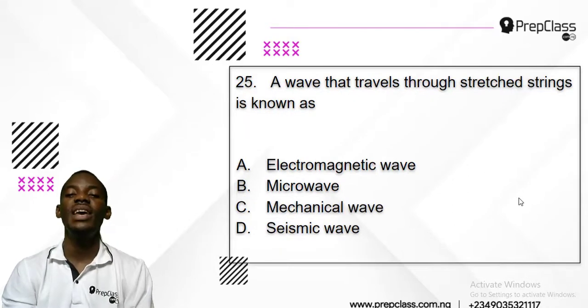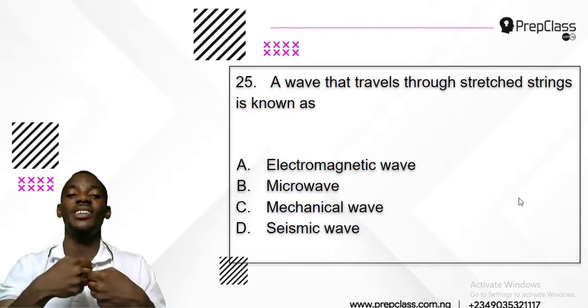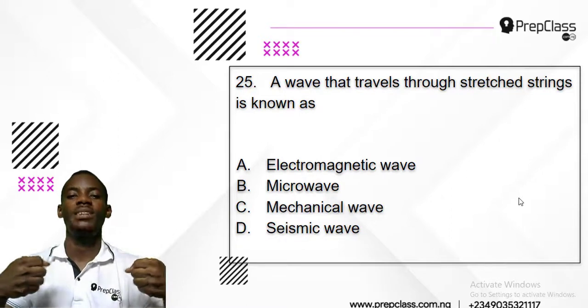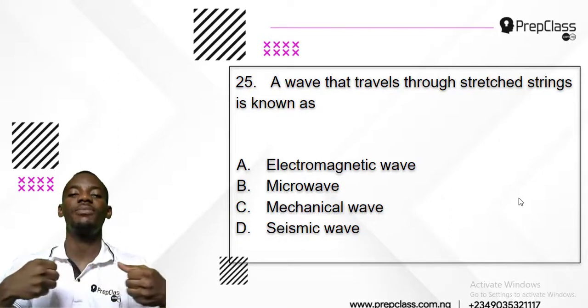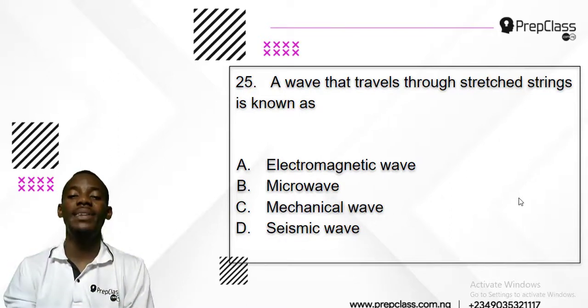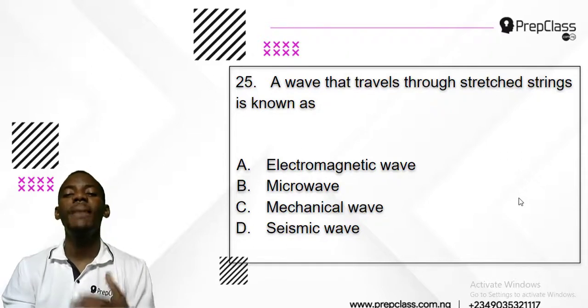Number 25. A wave that travels through a stretched spring is known as what? Now, if I have a spring and I stretch it, that wave that travels through that spring is called what? Is it electromagnetic wave, or microwave, or mechanical wave, or seismic wave? Now look at this. Electromagnetic waves are waves that travel without a medium.